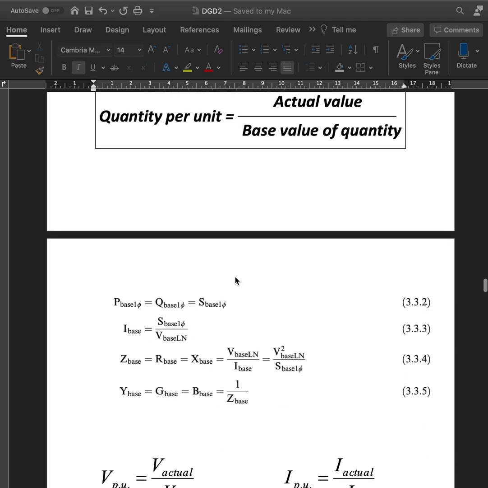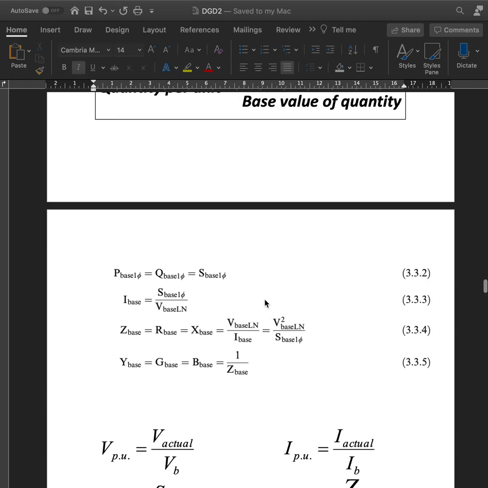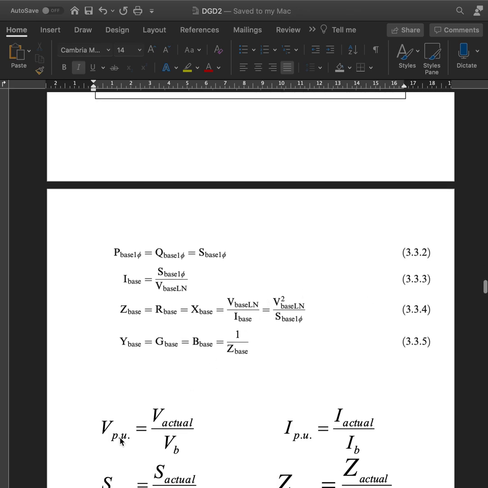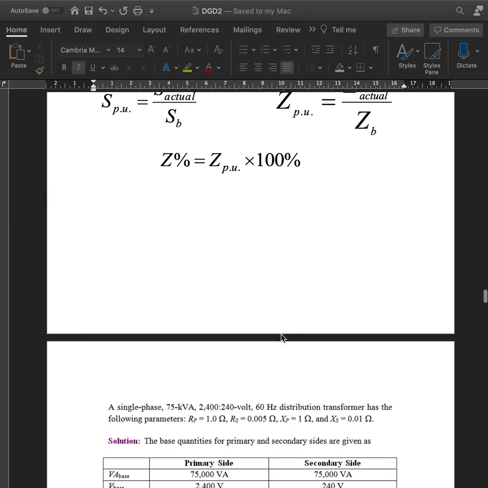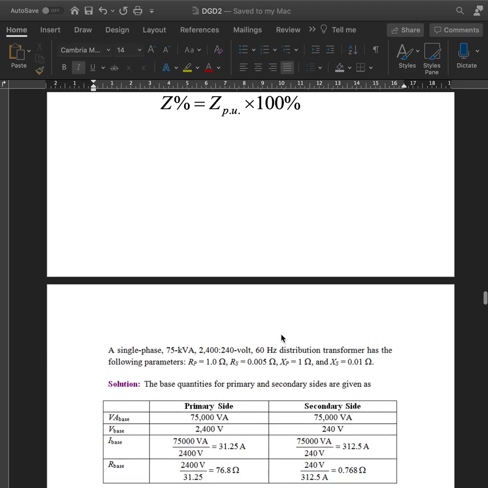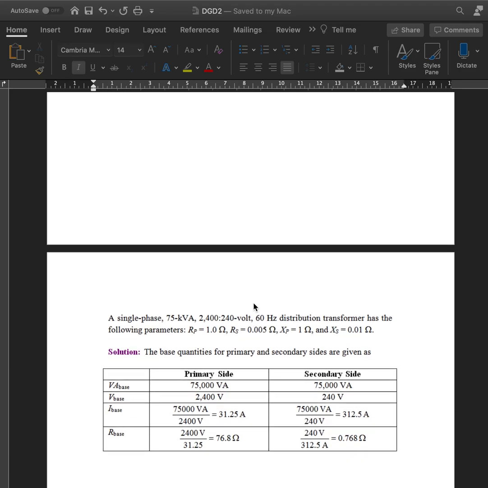Alright, so here are some formulas that can be used to calculate the base values. PU stands for per unit, I stands for per unit, and we have this here. Alright, some basic calculations, we can see how it's done. A single phase 75 kVA, 2400 to 240 volt, 60 Hz transformer has the following parameters: RP 1 ohm, RS 0.005 ohms, XP 1 ohm, and XS 0.0 ohms.